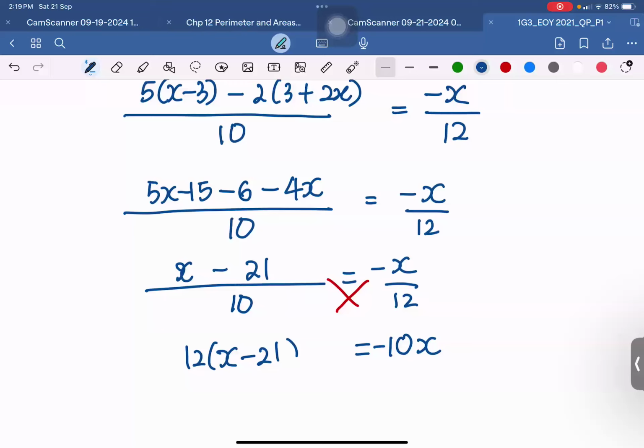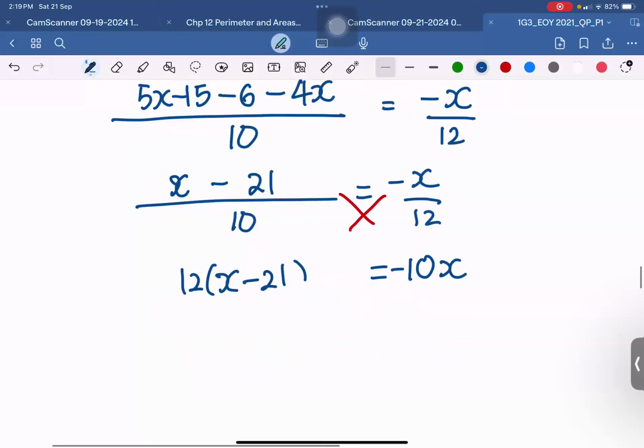Aaron, can you help me to expand here? Have I asked Aaron just now? Okay. Expand this part. What do we get? Twelve x minus 252. Thank you. Okay, Ken.